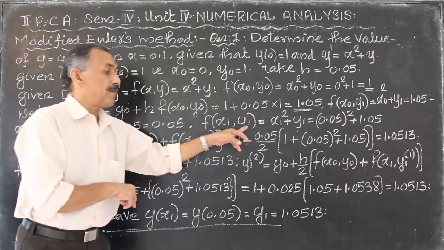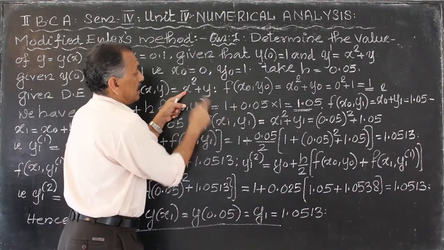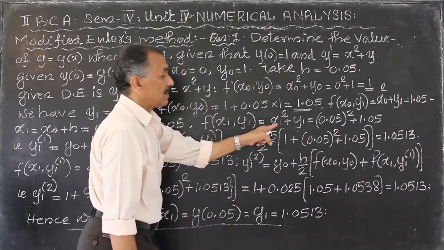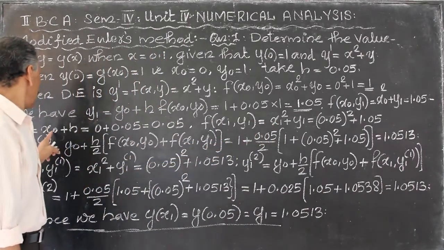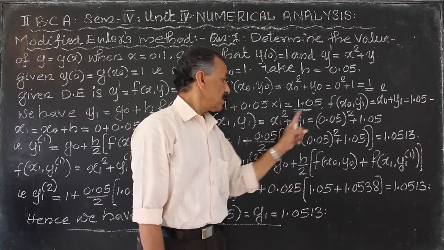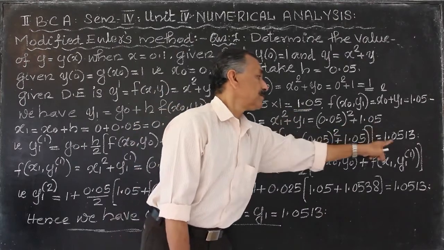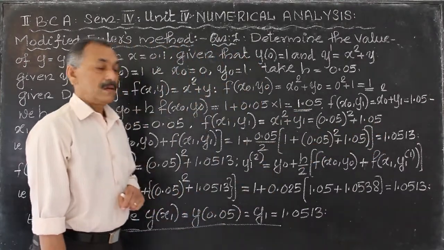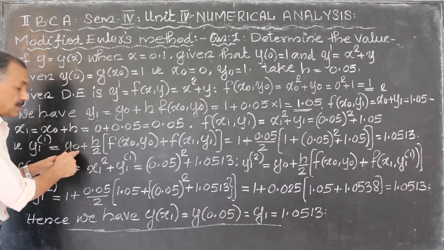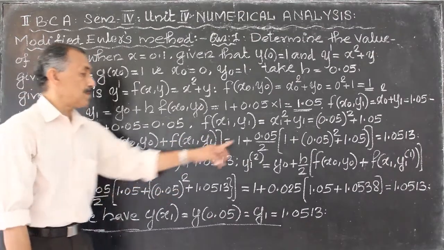f of x1 y1 is equal to f of x y; wherever x appears, put x1, that is x1 squared plus y, and in place of y put y1. What is x1? x1 is equal to 0.05, so 0.05 squared plus y1. What is y1? y1 is equal to 1.05. Now y11 is equal to y0 plus h by 2 into f of x0 y0.